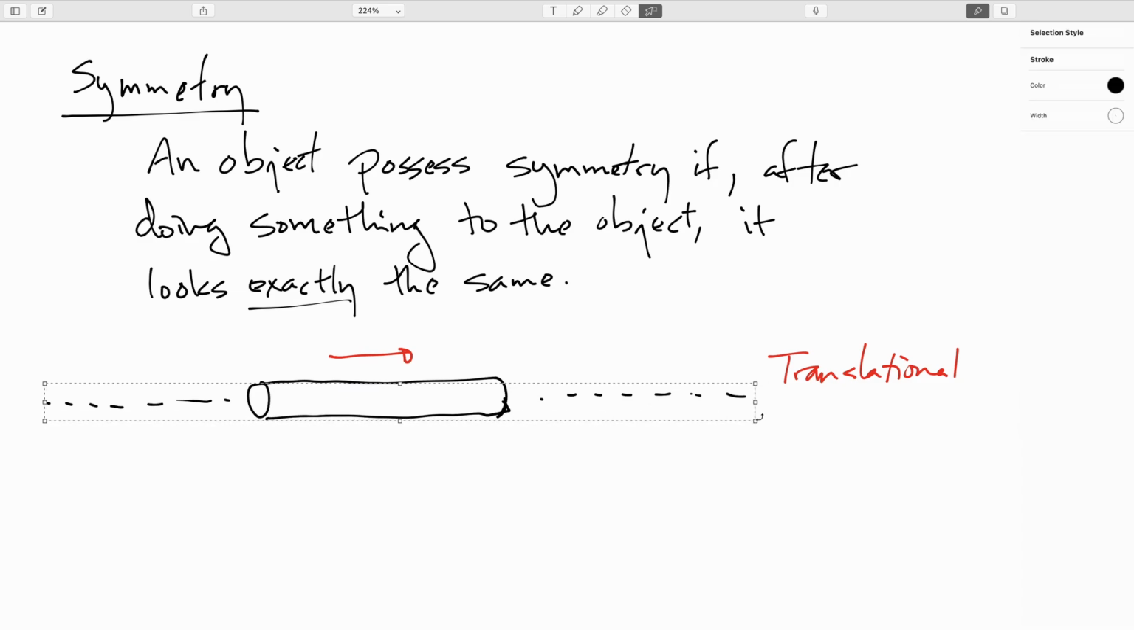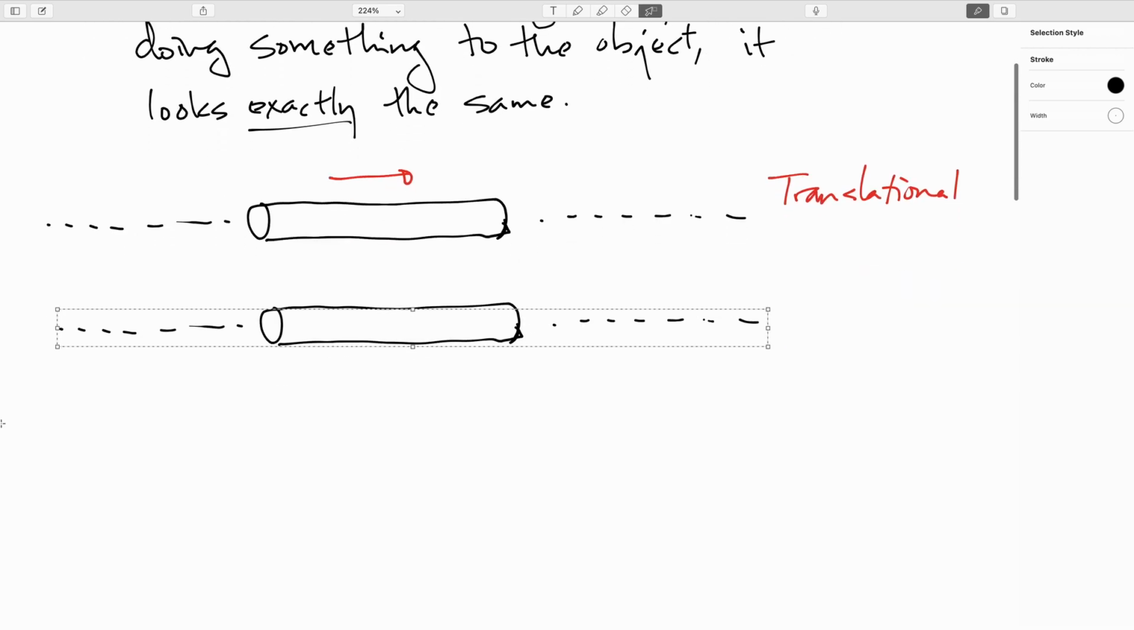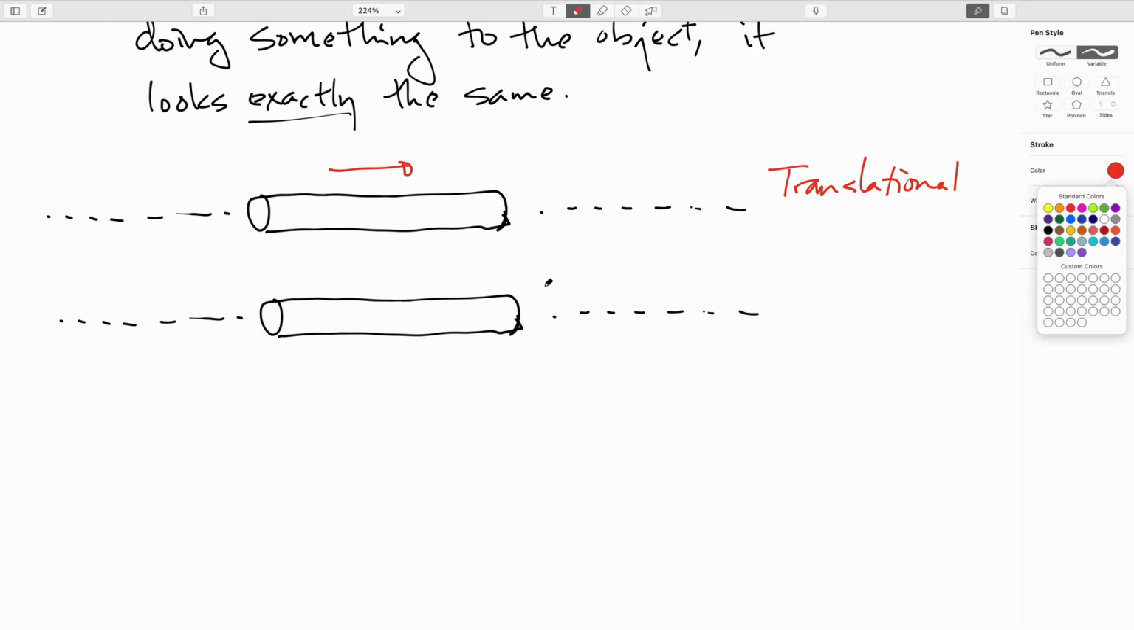But that's not the only symmetry that our object could possess. For instance, here we could imagine, let's slide that down there. Instead of translating it, we could just as easily imagine rotating it about its long axis. And we could rotate it through any angle about this axis, and it would look exactly the same. So we would call that an example of rotational symmetry.